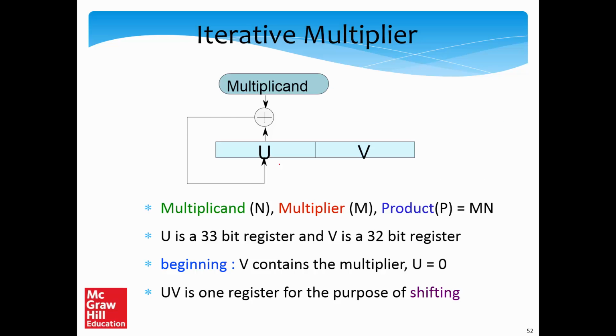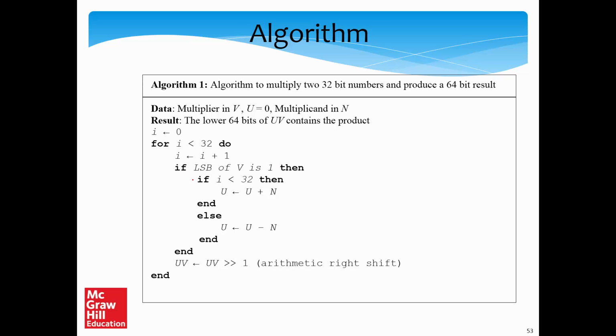So let's come back to the algorithm. In the algorithm, we run the loop for 32 times. For the first 31 times, this is what we do. We take a look at the least significant bit of V. If it is 0, we don't do anything, because in this case, the partial sum is 0. However, if it is 1, we add it to the register U and we proceed. At the end of this if statement, we shift the UV combine one step to the right using an arithmetic right shift operation because we want to preserve the sign.